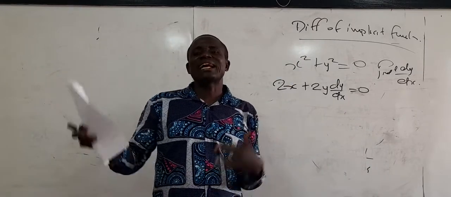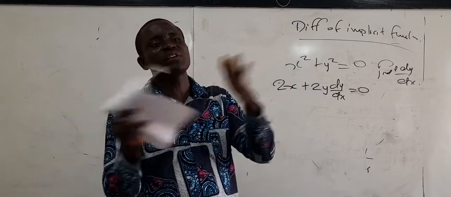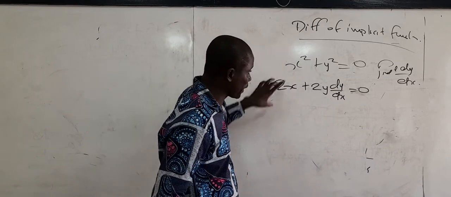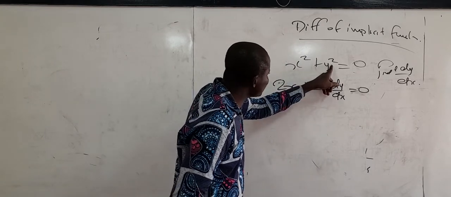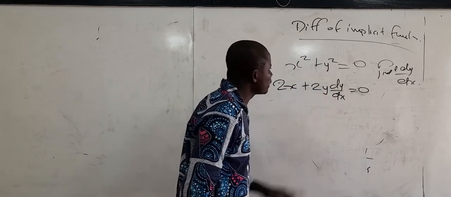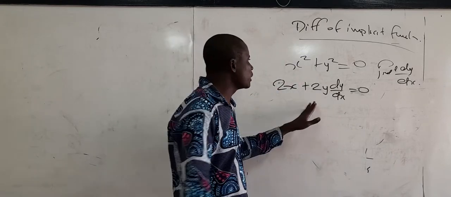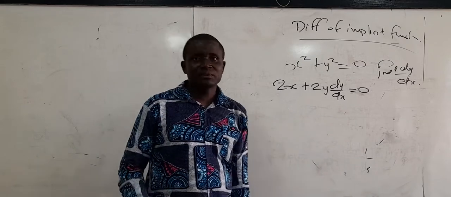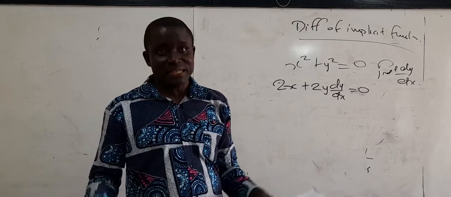At a certain point, there will be some partial differential whereby you have to differentiate them separately. I've taught you how to differentiate this, and I've taught you how to differentiate this one: the power comes down, and then you subtract 1. But anytime you differentiate y, attach the dy/dx to it. Then after that, you make dy/dx the subject.